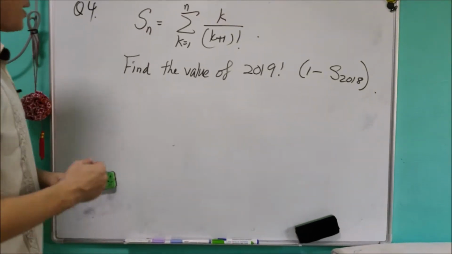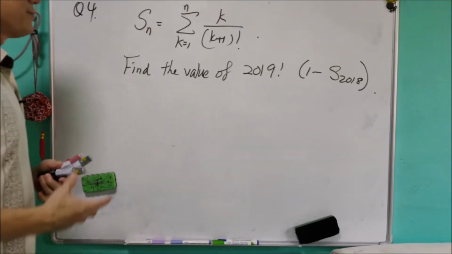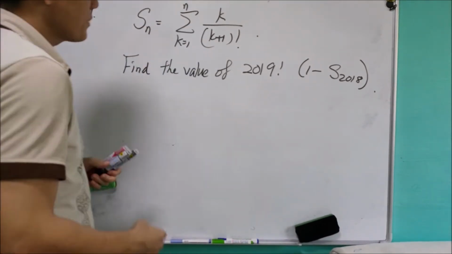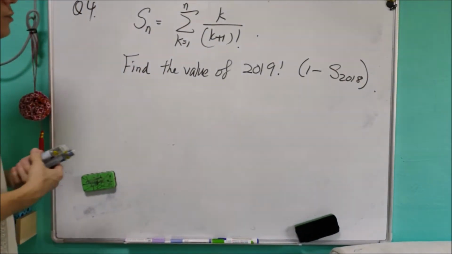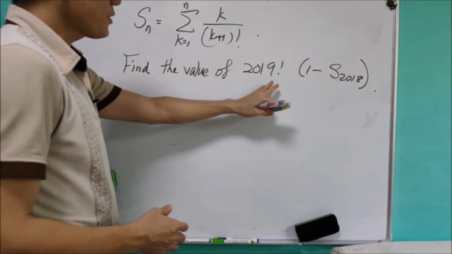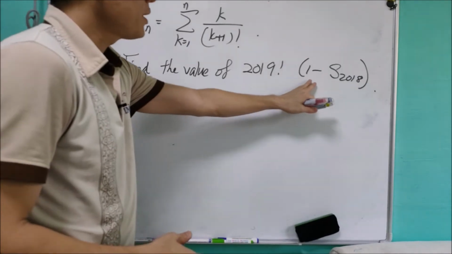Okay, question 4 is another question regarding the summation. Given that Sn is equal to the sum of k over (k plus 1) factorial, where k runs from 1 to n, we are asked to find 2019 factorial multiplied with (1 minus S 2018).